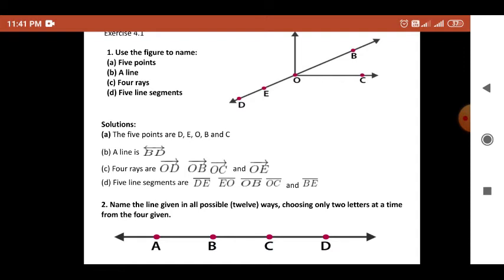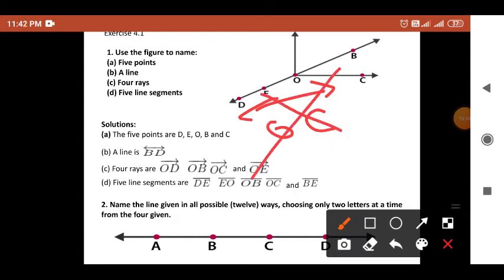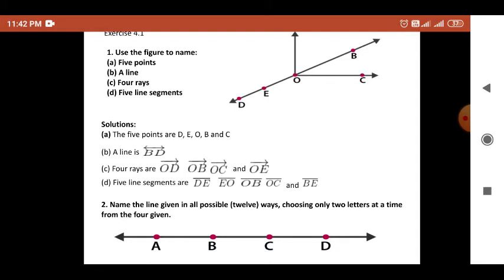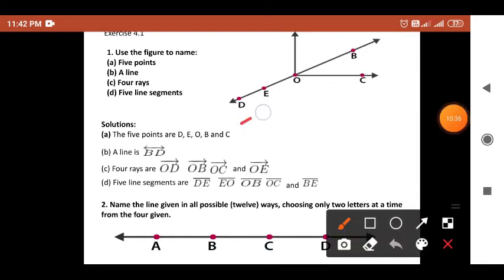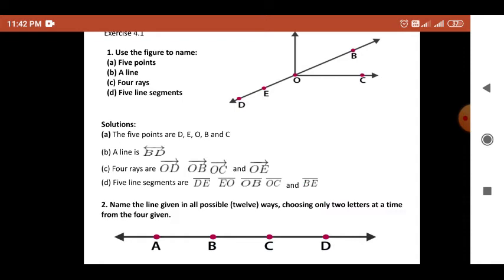5 line segments. If you represent a ray like this, with two arrow marks, it is understood to be a line. So here the line is not OC. OC is a ray. So you have to represent it like this only. Ray. Which are the 5 line segments? DE is one line segment and DO is one line segment, or OD. For a line segment you have to draw a bar. OC is one line segment and OB. See, these are the line segments.